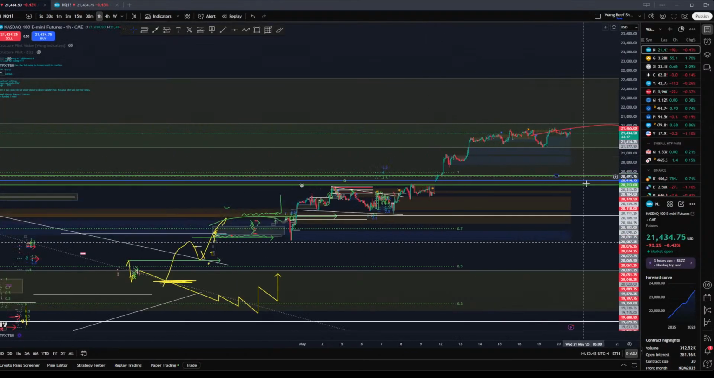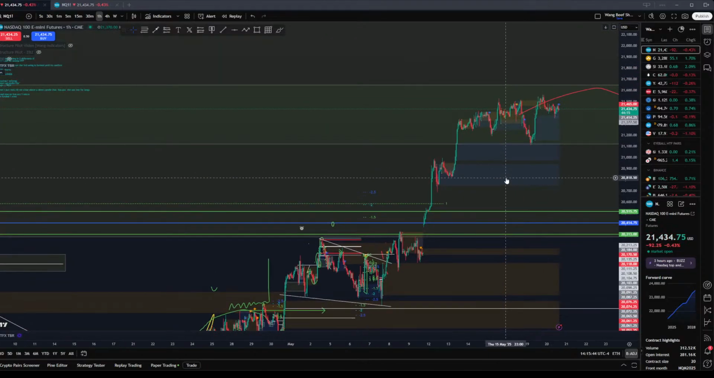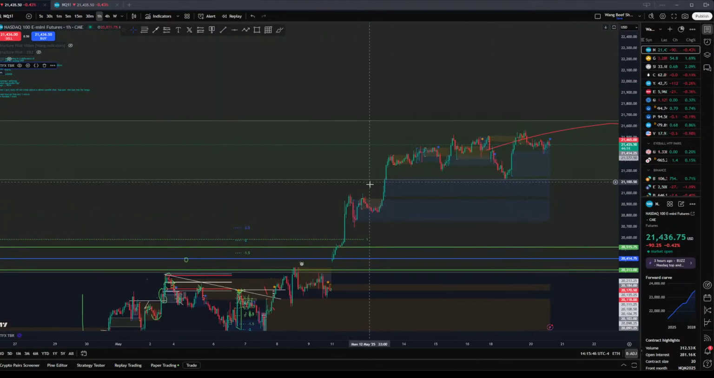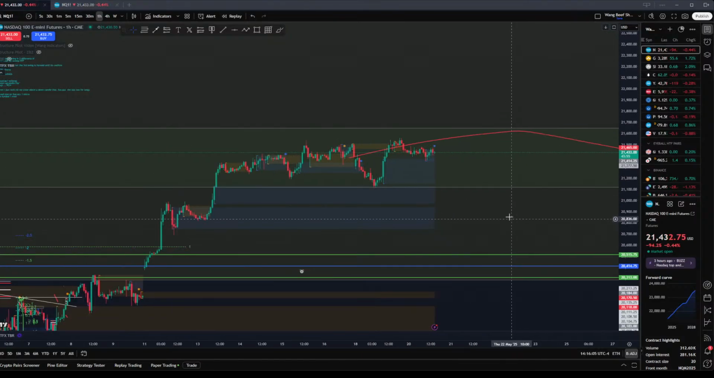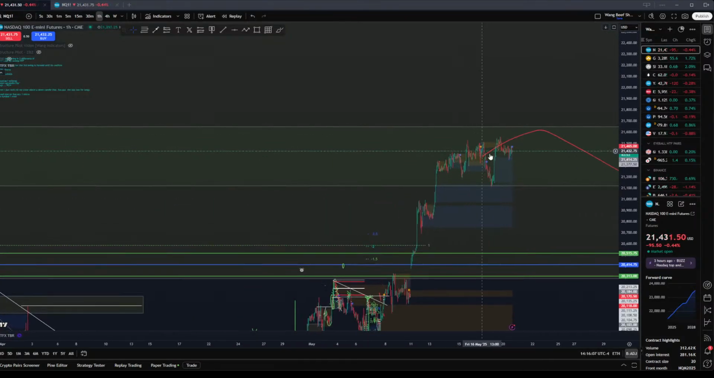Let me see 1 hour. This looks like sort of megaphone patterns or something. So price taps up there, gets down here. Tap up there, get down here. Tap up there. We need to break the pattern and then retest.